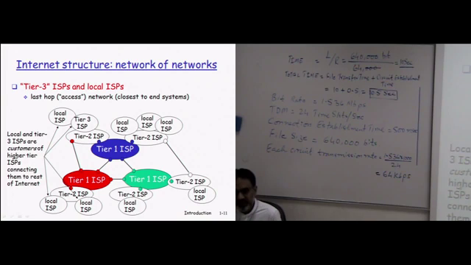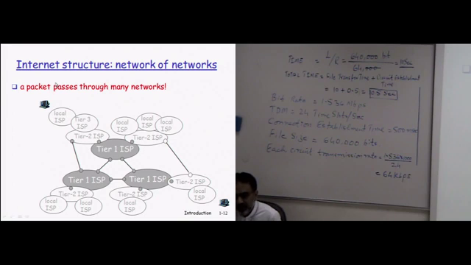Local and tier 3 ISPs are customers of a higher tier ISP, connecting them to the rest of the internet. So the access network, the last hop, the hosts will be served by the local ISPs or the tier 3 ISPs.